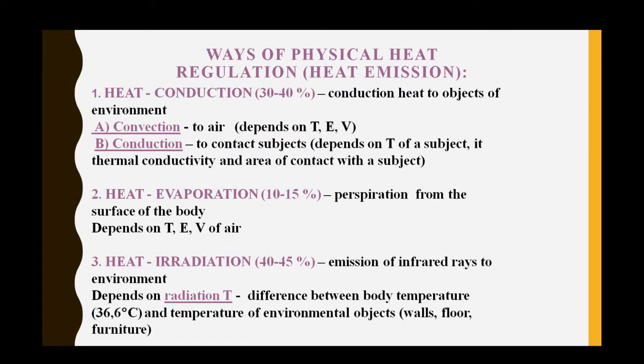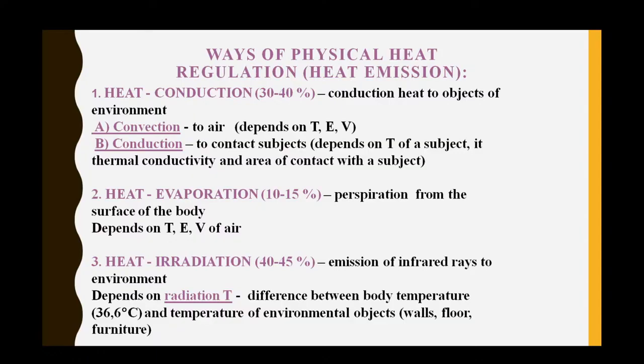And now we should discuss ways of physical heat regulation, or heat emission. There are three main kinds of emission: heat conduction, heat evaporation, and heat irradiation. Through heat conduction, we lose approximately 30-40% of our heat. It is conduction of heat to objects of the environment, and there are two parts of heat conduction, convection and conduction proper. Convection is emission of heat to air, and depends on temperature, humidity and speed of air movement. Conduction, when we give our heat to contact subjects, depends on temperature of the subject, its thermal conductivity and area of contact with the subject.